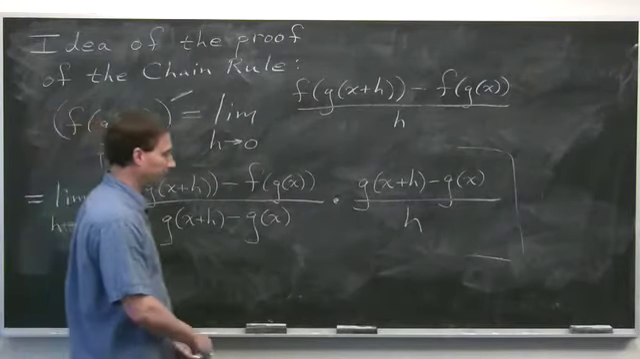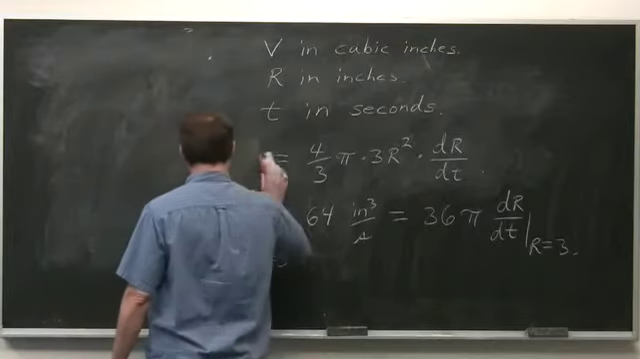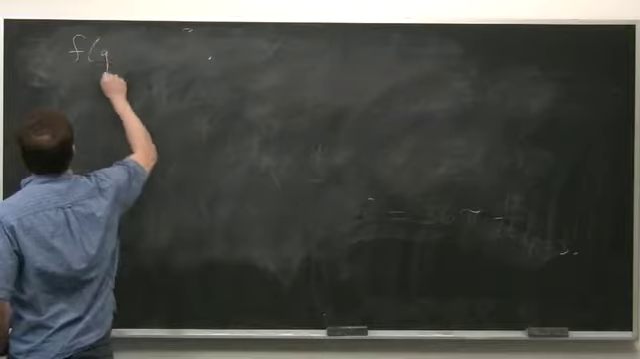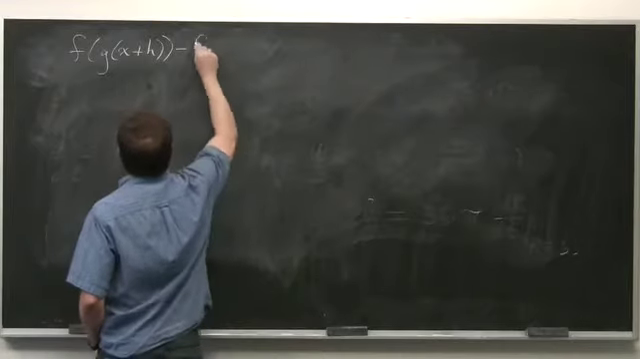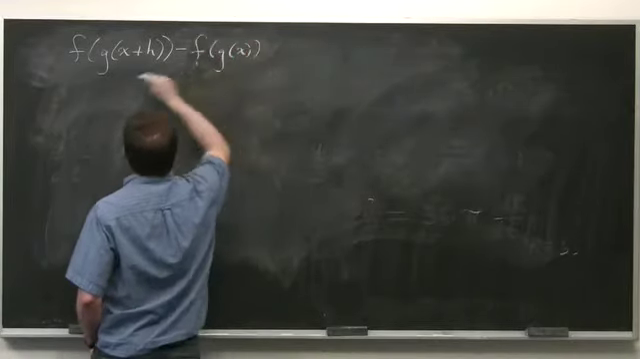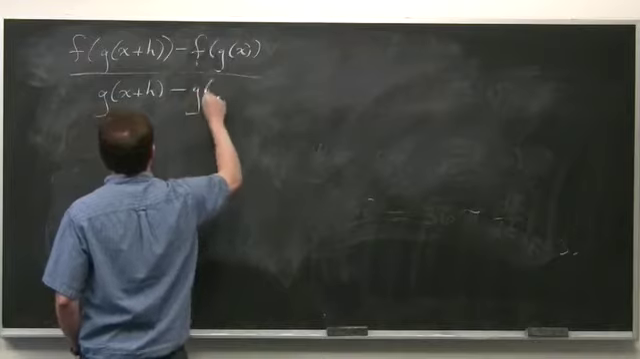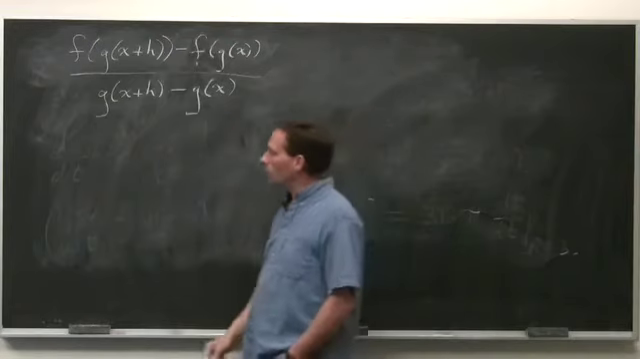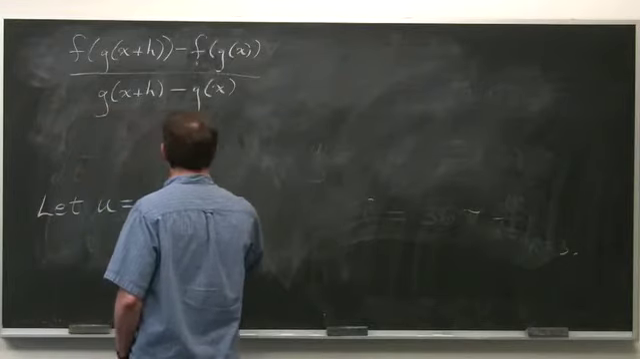What about this part? Well, we want to look at this part of what I just wrote. We want to look at this divided by this as h approaches 0. This is just part of what we were looking at, but it's the part that we need to analyze. So just let u equal g of x plus h minus g of x.